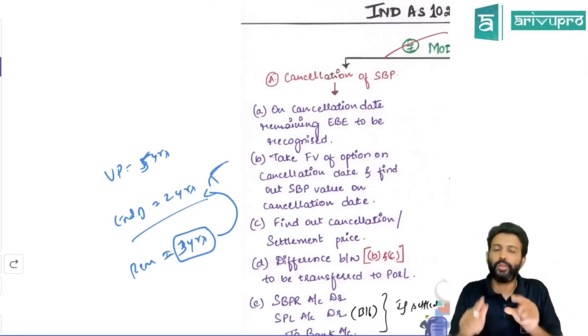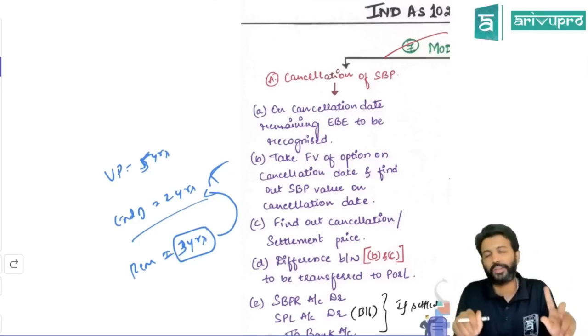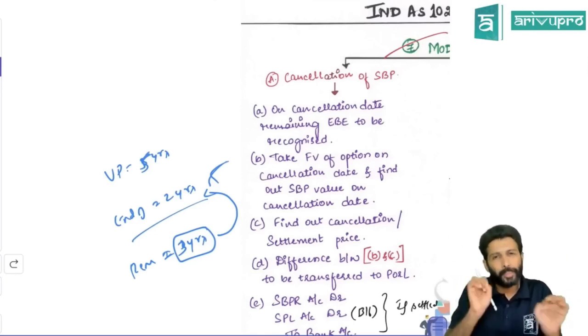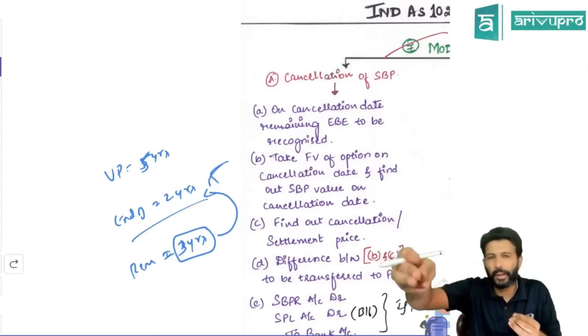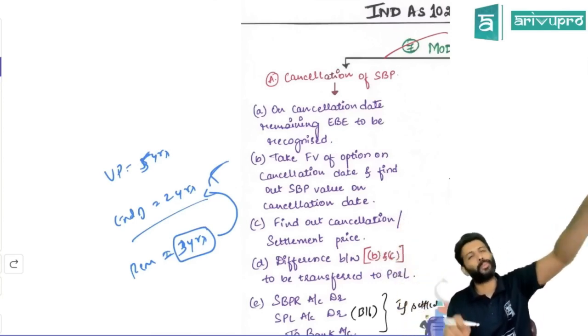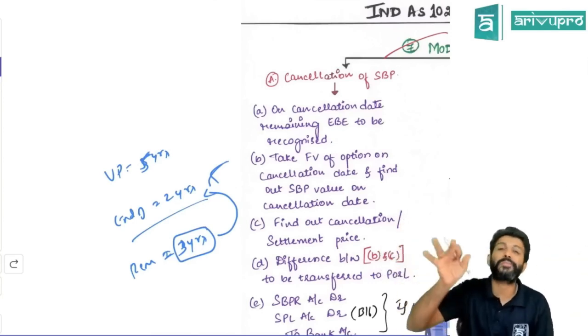They'll give you the fair value. So find out the total fair value of the scheme on the cancellation date. Normally when you cancel, they don't cancel it just like that. There will be some settlement. They'll pay some money to the employees and say, hey employee, take about 50 lakh rupees, let's settle this plan. So they would have given some settlement price.